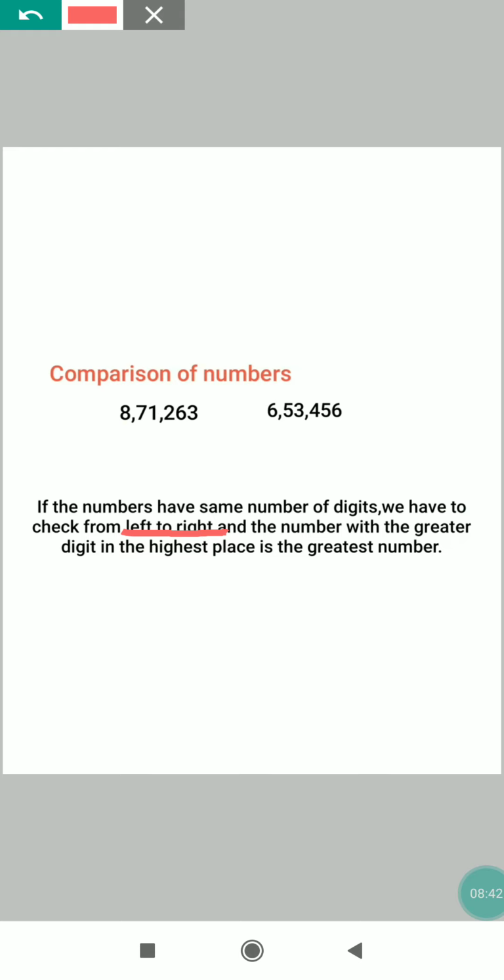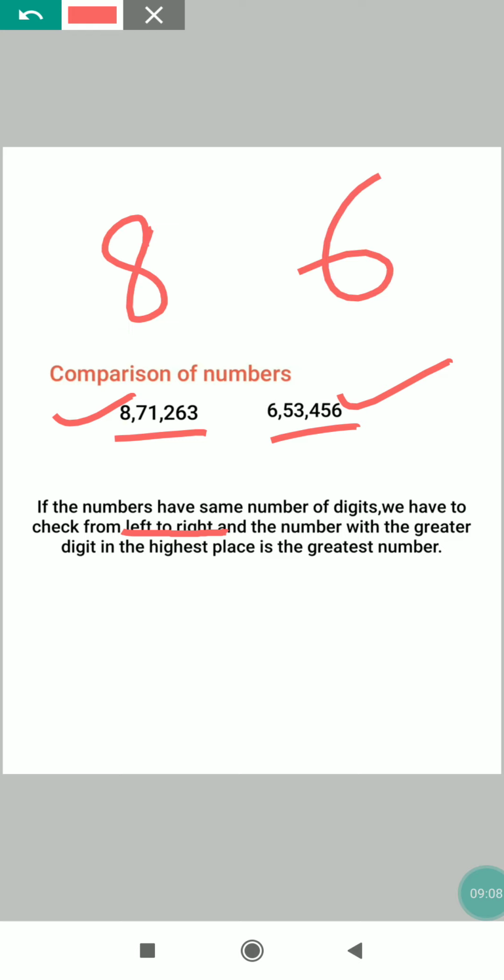It is written that we have to check from left to right, and the number with the greater digit will become the greater number. How, student? You can see both have the same number of digits, 6 digits here and 6 digits here. So we start the comparison from the left side. The first number is 8 and the other number is 6. Which one is greater, 6 or 8? 8. So we will keep the sign on the 8 side, like this, and the whole number will become greater in that case.